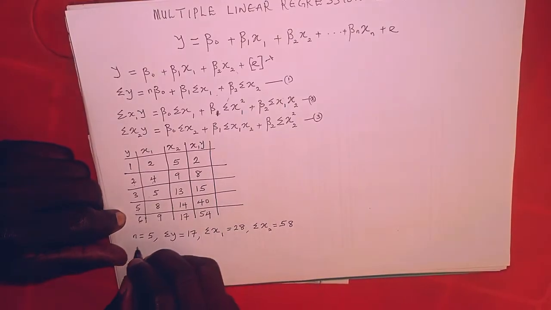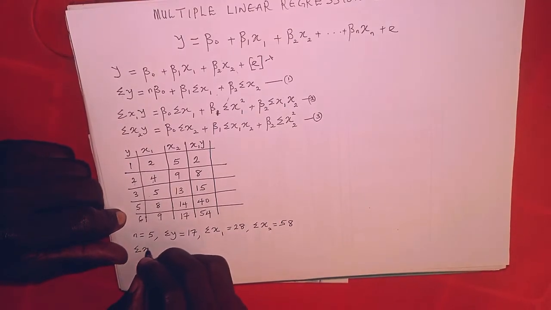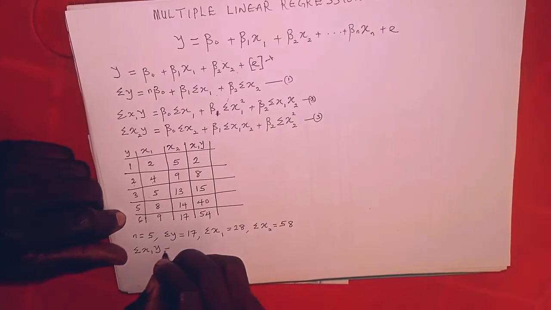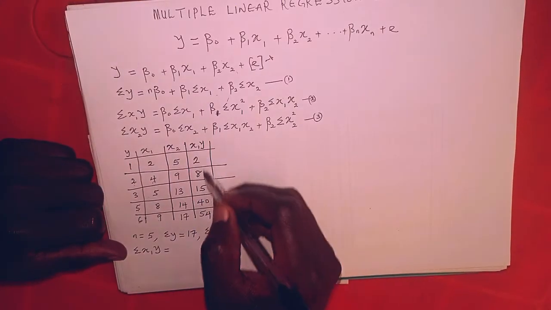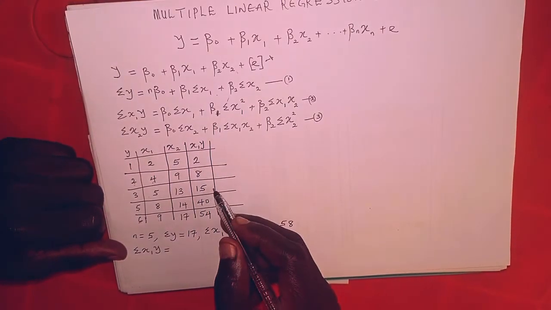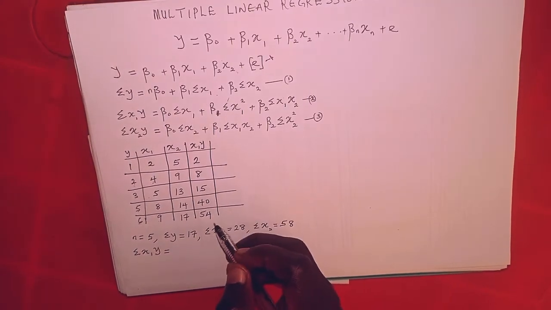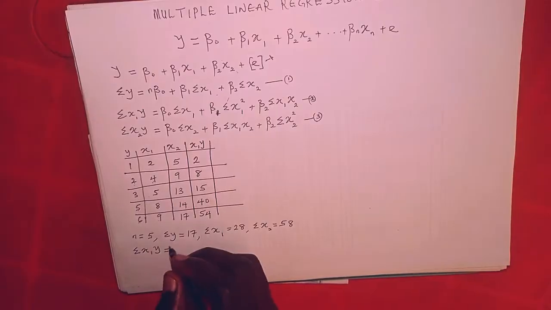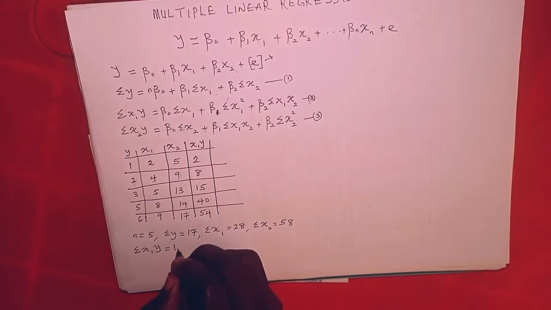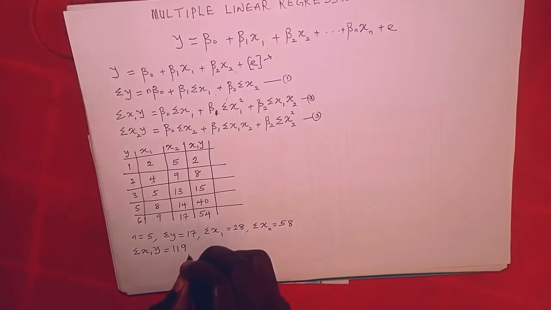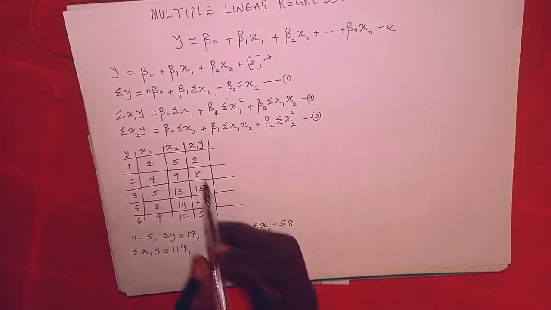So summation x1y equals to, if you add all of this column together, 2 plus 8 plus 15 plus 40 plus 54, that will give us 119. That is 119.